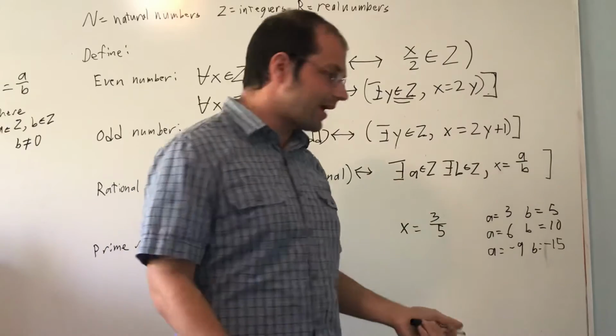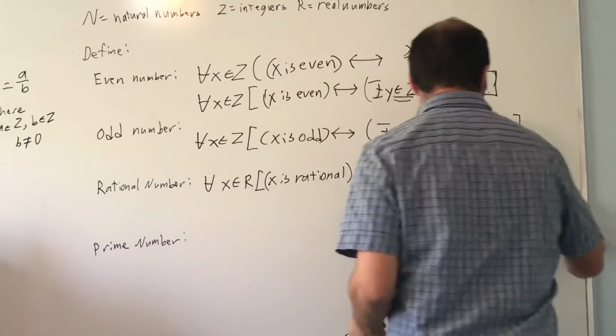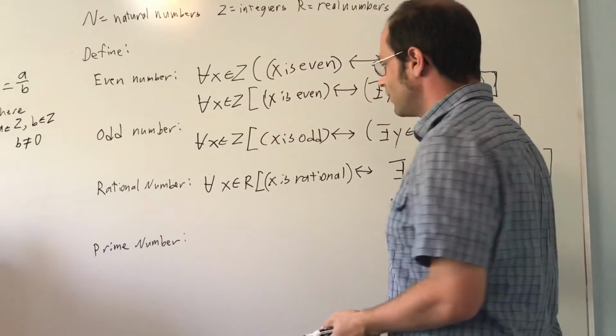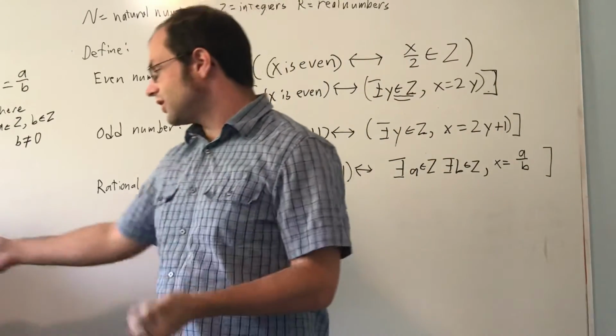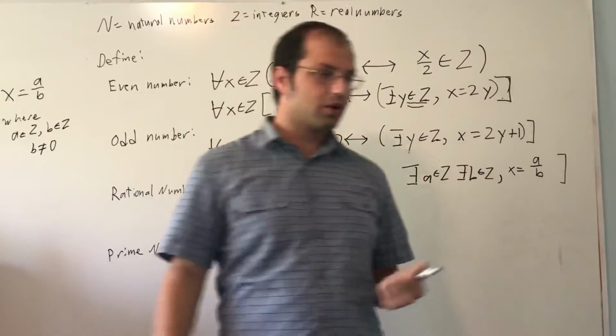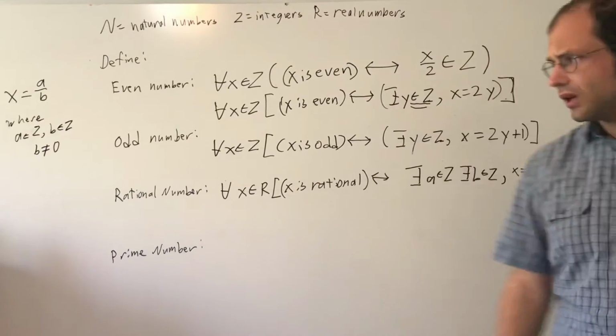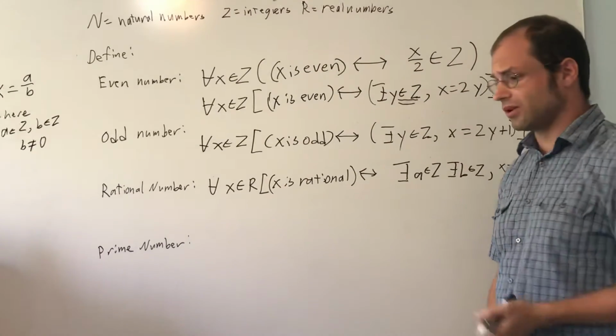So one last one that we will deal with is the idea of a prime number. So this one gets a little bit more complicated because there's multiple criteria that we're going to be using.